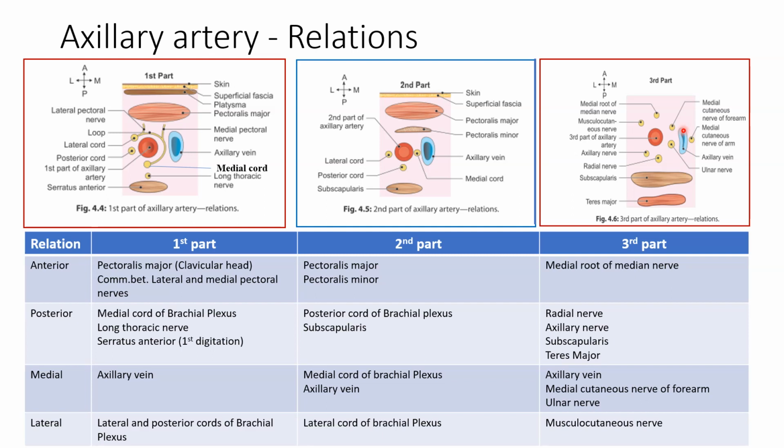It is related to the medial cutaneous nerve of forearm and the ulnar nerve, which are located between the axillary artery and vein. And medial to the axillary vein is the medial cutaneous nerve of arm. And laterally it is related to the musculocutaneous nerve. So these are the relations of the axillary artery.